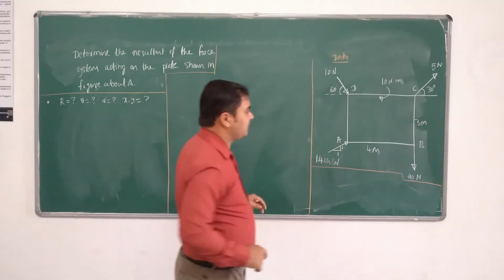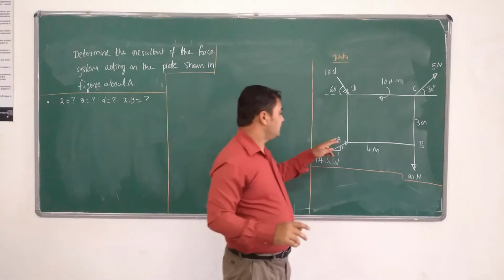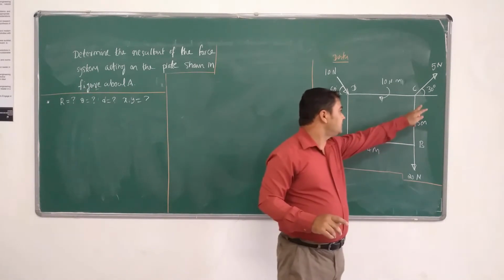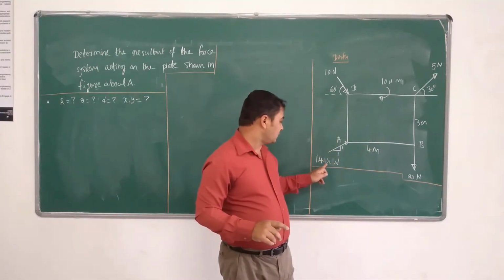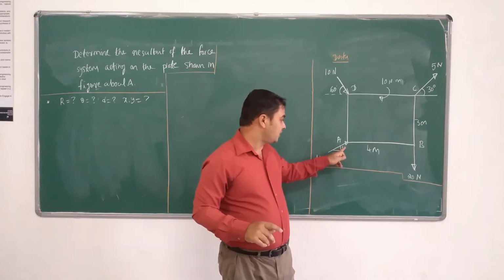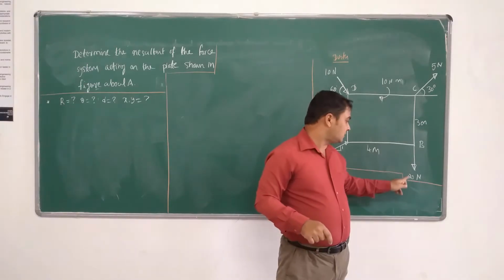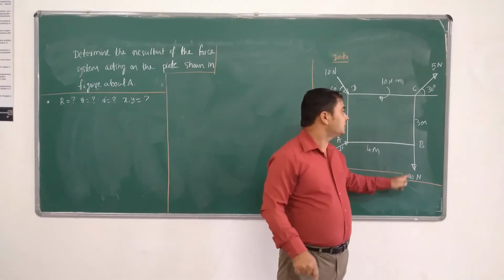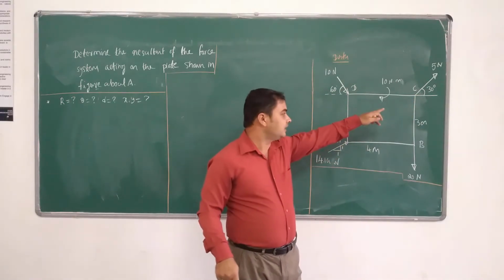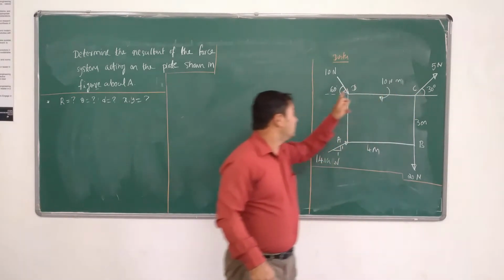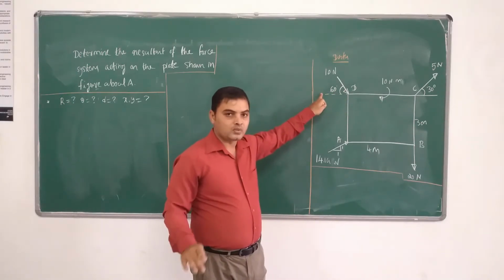Here a lamina is given, and four forces are acting on this lamina. You can see A, B, C, D. At point A, a force of 14.14 Newton with a slope of 1:1 is acting. At point B, a vertical force of 20 Newton is acting in the downward direction. At point C, a 5 Newton force is acting with an inclination of 30 degrees to the horizontal, and a 10 Newton force is acting at point B with an inclination of 60 degrees to the horizontal.